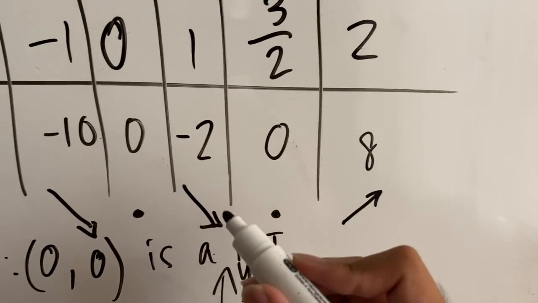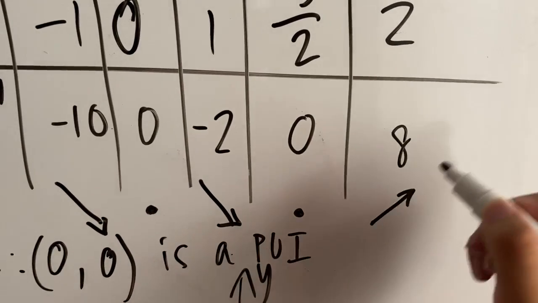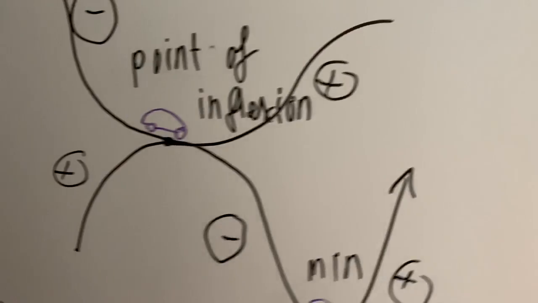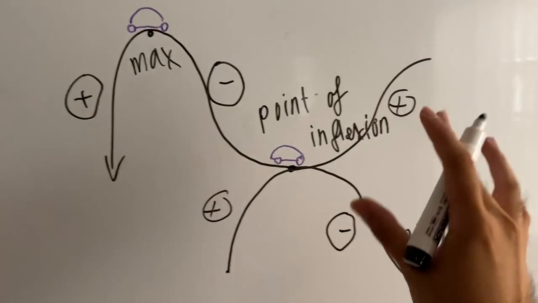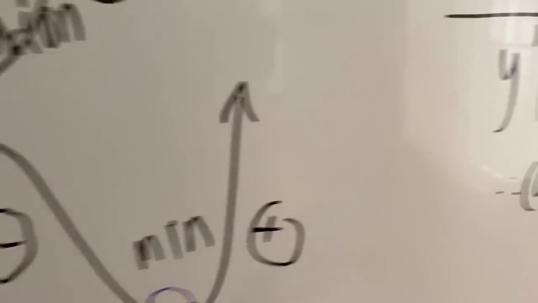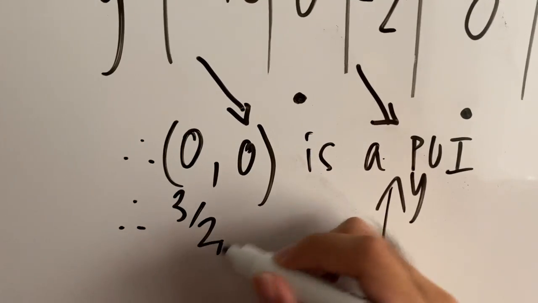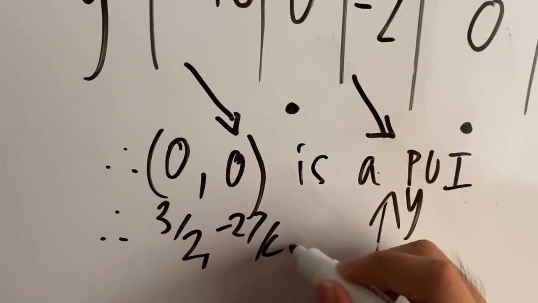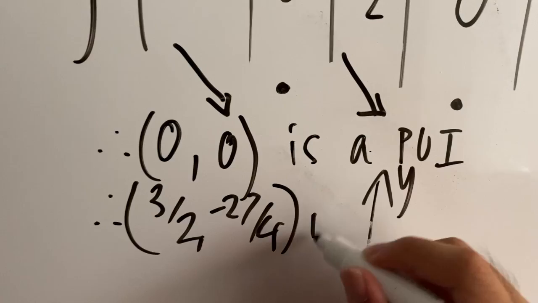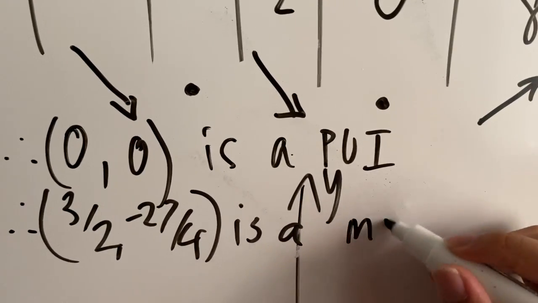Well, if I have a stationary point surrounded by a negative gradient and a positive gradient, what do I have? So negative on the left, positive on the right. Well, that looks like my minimum over here. It's got a negative gradient here, positive gradient here. So therefore, the point 3/2, -27/4, is a minimum stationary point or minimum turning point.